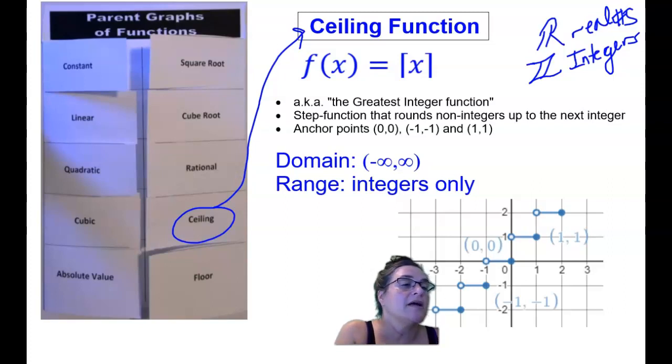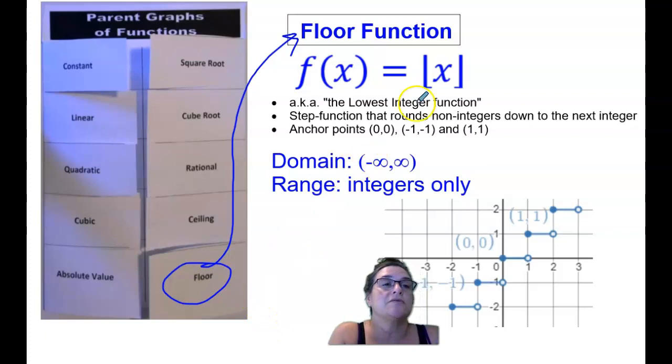The floor function is the last one that you want to put into your notes, and that is the lowest integer function. It's a step function rounding non-integers down to the next lowest integer. Your domain is the set of all real numbers. The range is the set of integers only. And then you can go ahead and attach that graph into your notes for the floor function. Okay, we're going to stop there for the parent graphs and give you a chance to practice using them and recognizing them. And then in our next lesson in 1.4, we're going to start doing transformations with these parent graphs.